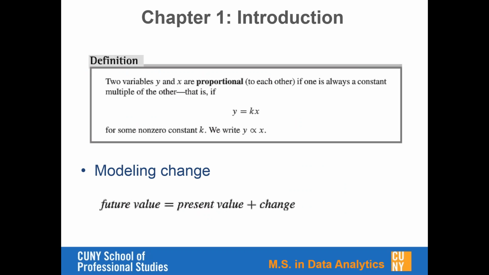And then here we want to see one thing, a definition: if two variables y and x are proportional to each other, one is always a constant multiple of the other, that is y equal to kx.